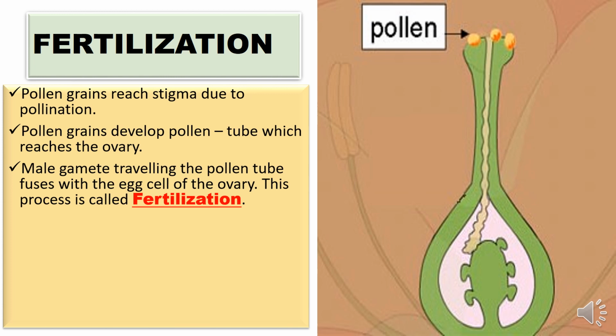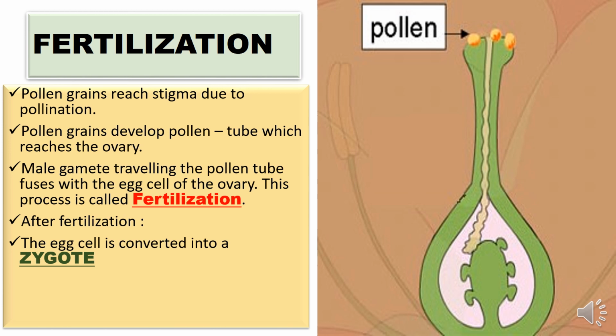Now the question can occur in this form also: how does the male gamete transfer into the egg cell? It is with the help of the pollen tube, which is developed by the pollen grain. Now we have understood that the pollen grain, as soon as it lands on the stigma, develops a tube where the male gametes are present, and the male gametes are transferred to the female egg cell of the ovary through the tube. Now what happens?